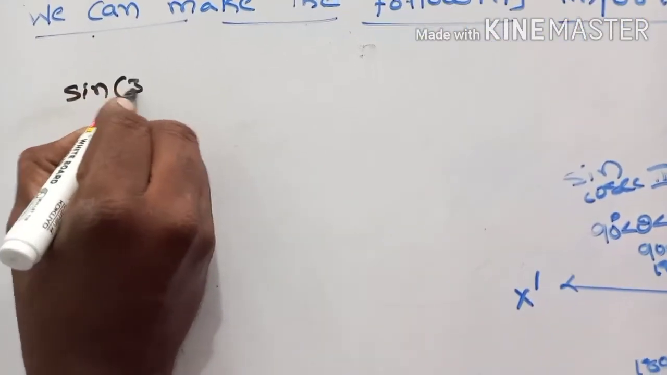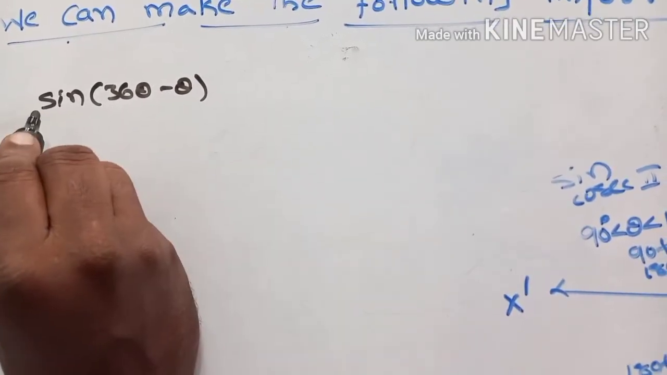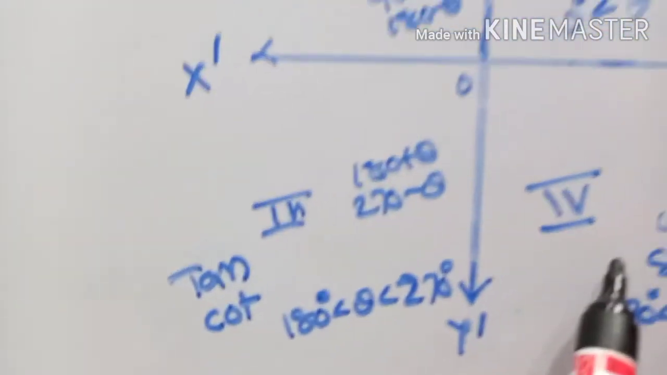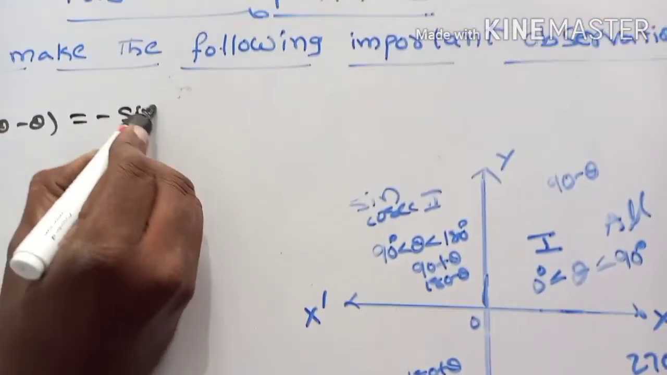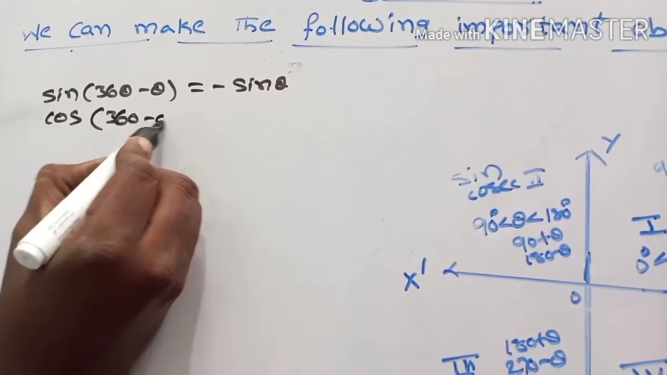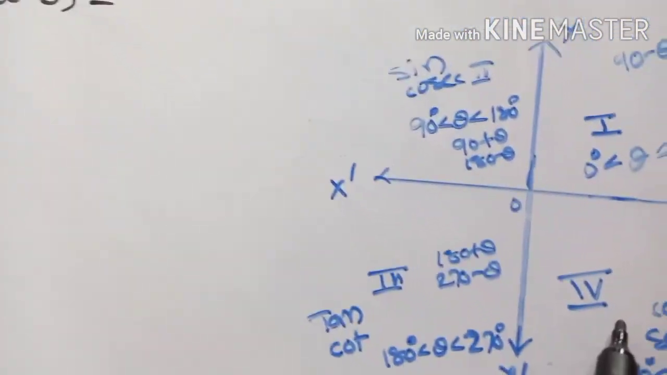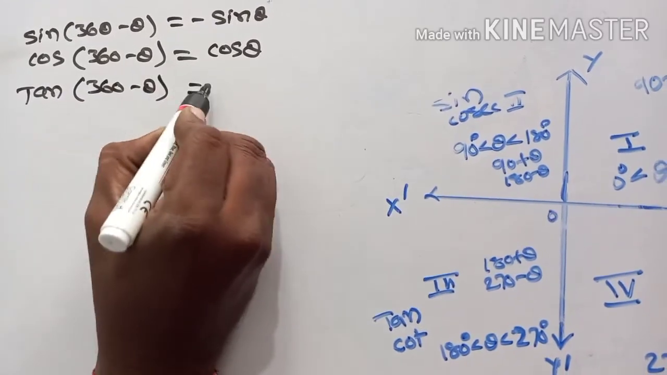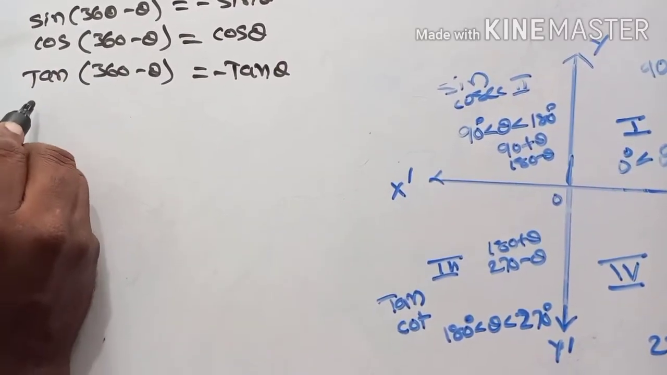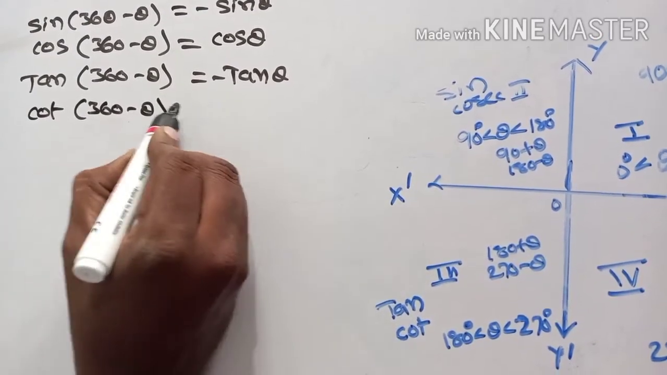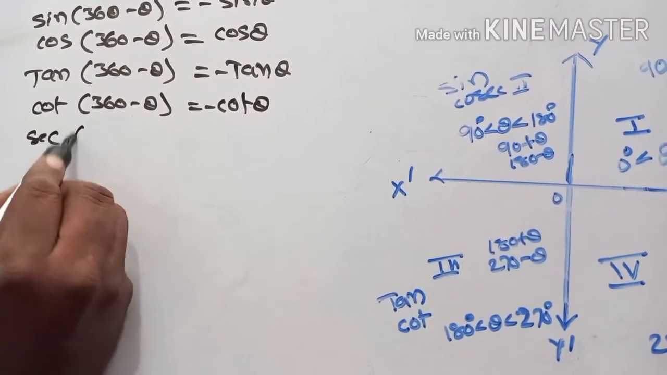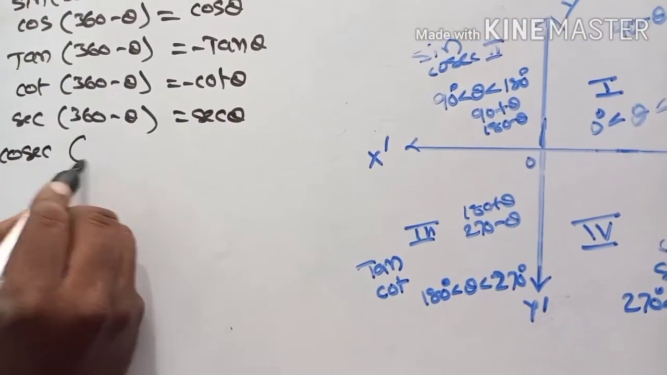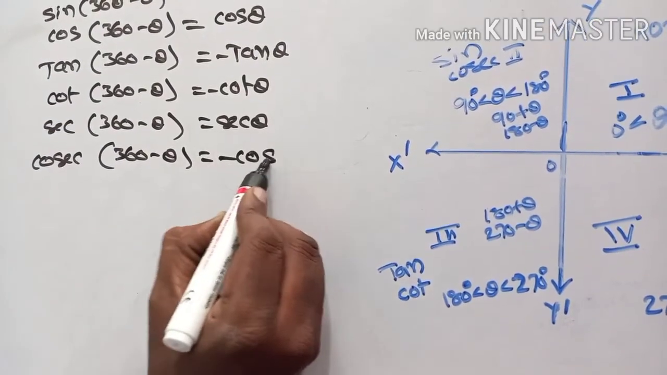Sin 360 minus theta. With 360 minus theta, the trigonometric ratios are not changed. Sin 360 minus theta is in the fourth quadrant, where sin is negative, so minus sin theta. Cos 360 minus theta is in the fourth quadrant, positive, cos theta. Tan 360 minus theta is minus tan theta. In the fourth quadrant tan is negative. Cot 360 minus theta is minus cot theta. Sec 360 minus theta in the fourth quadrant is positive, sec theta. Cosec 360 minus theta is minus cosec theta.